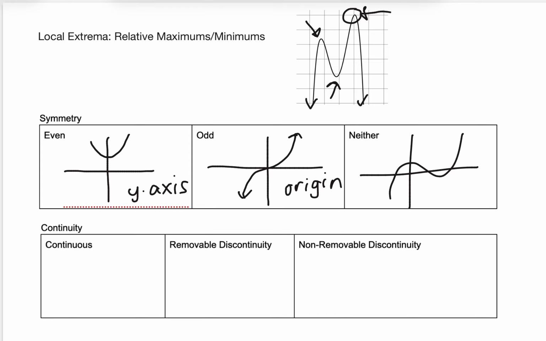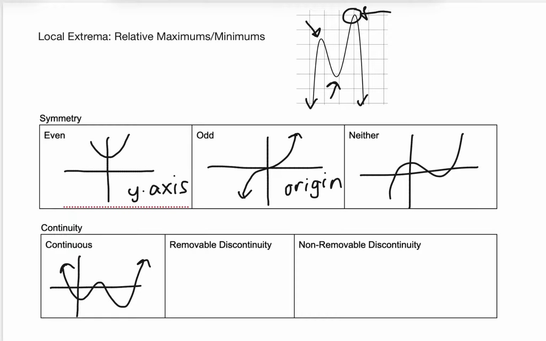Okay, continuity. So continuity has to do with whether or not our function is continuous at all points. The first graph we're going to look at is just a continuous graph. Those are the graphs you're probably used to seeing. No holes, no breaks. It's just a continuous graph.